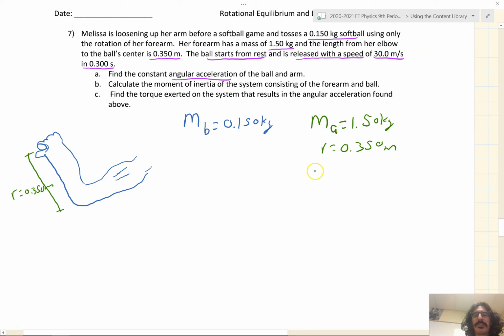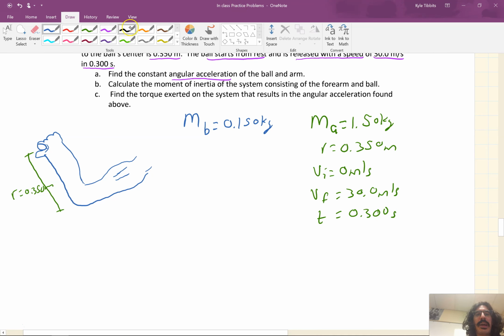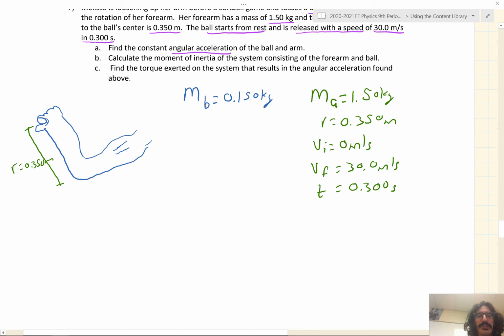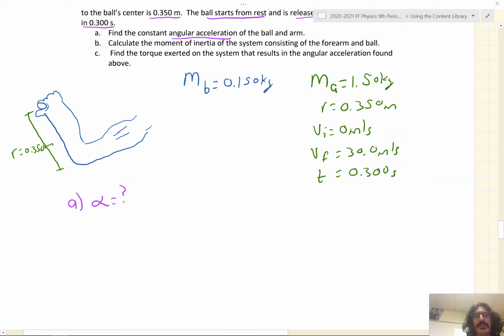The ball, when she throws it, starts from rest. Its final velocity, when she releases it, is 30 meters per second. And it took her 0.3 seconds to wind up and release. Letter A, again, asks us to calculate the angular acceleration, that's alpha. As we can see in this question, we don't know the angular velocities. So let's calculate the linear acceleration first, knowing vi, vf, and t.